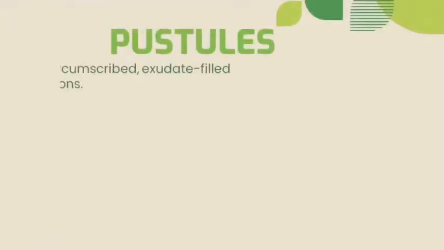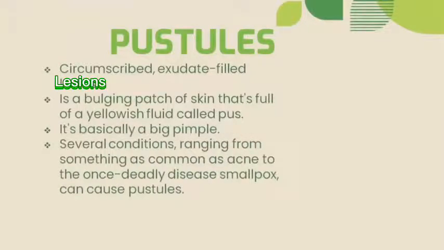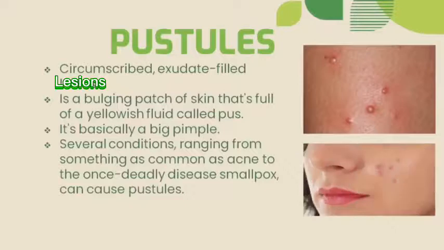Pustules. Pustules are circumscribed exudate-filled lesions. A pustule is a bulging patch of skin that's full of a yellowish fluid called pus. It's basically a big pimple. Several conditions, ranging from something as common as acne to the once deadly disease smallpox, can cause pustules.